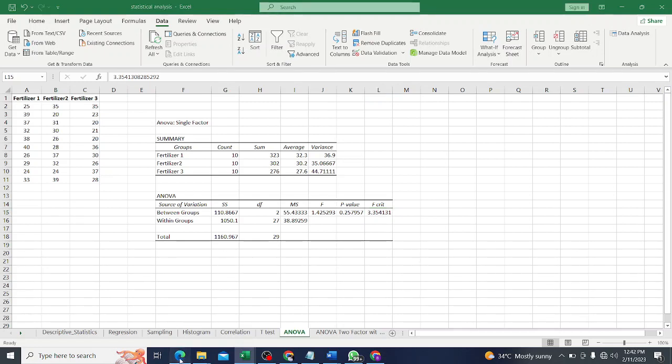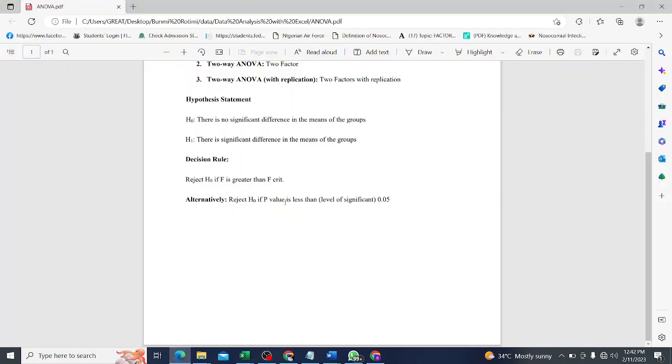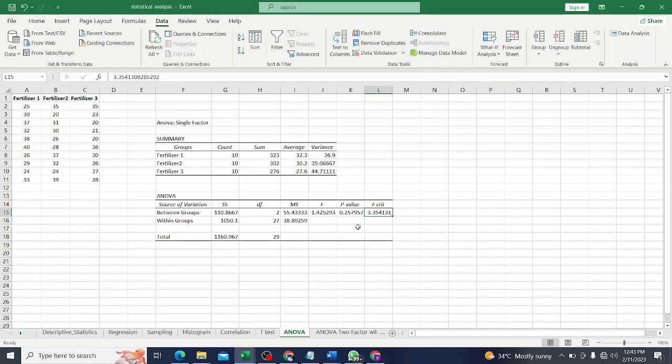Alternatively, we can also use our p-value to make a decision. The decision rule is reject H naught if the p-value is less than the level of significance, which is 0.05 that we have specified the other time. So let's check. Now this is our p-value, 0.257957. Is this value lesser than 0.05 or greater than 0.05? We find out that this value is greater than 0.05.